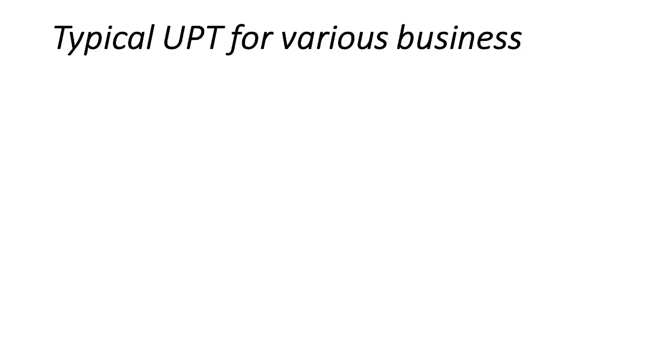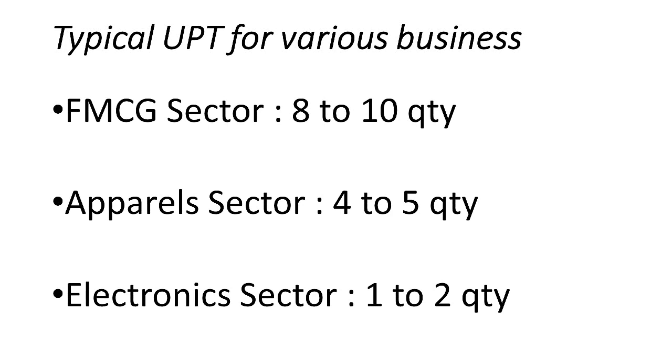Now let us see what are the different average basket sizes in apparel, electronics and grocery departments. In the FMCG department, that is grocery, the IPCM will be somewhere around 8 to 10 quantity. In the apparels department, the IPCM will be 4 to 5 quantity. And in the electronics section, as the value will be high, the IPCM will be somewhere around 1 to 2 quantity per bill. So how can you increase the IPCM?